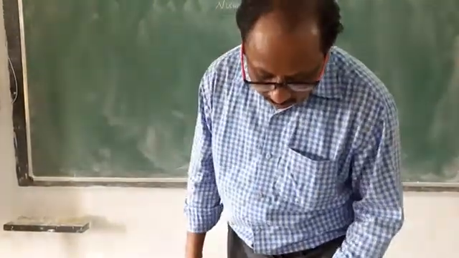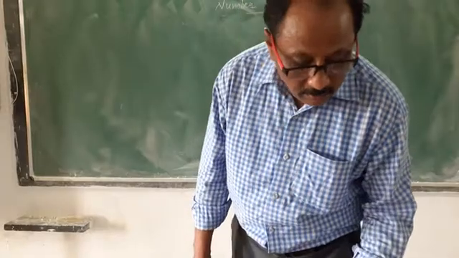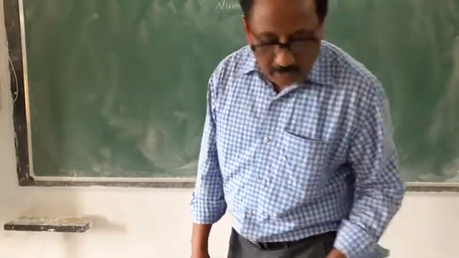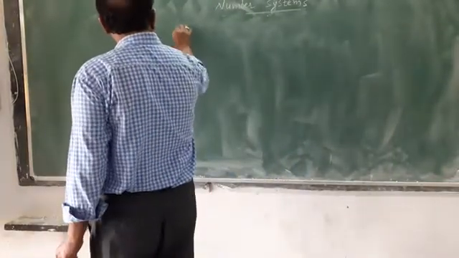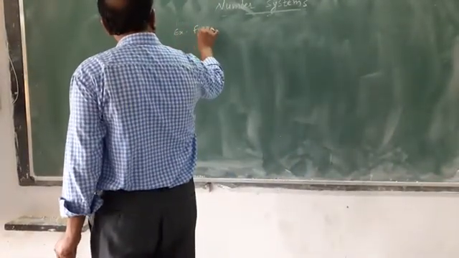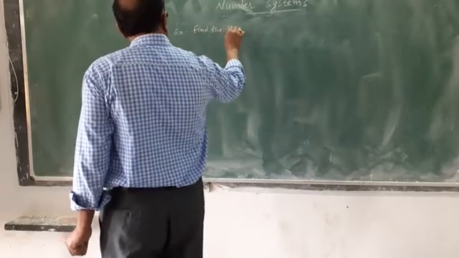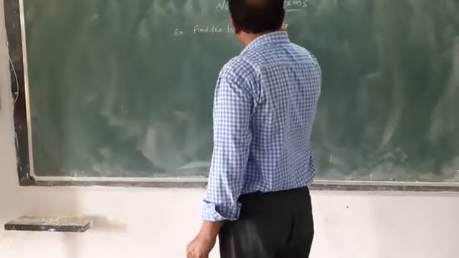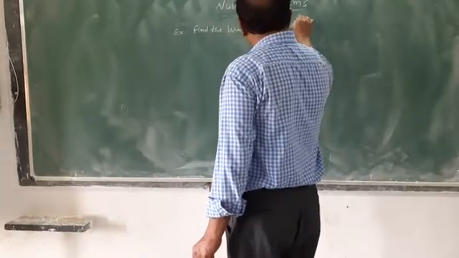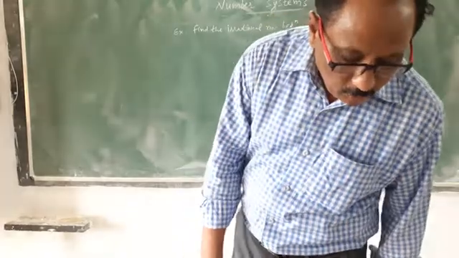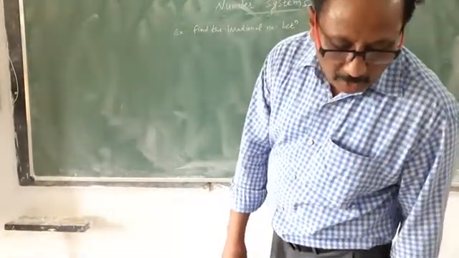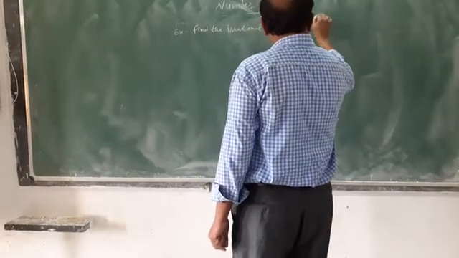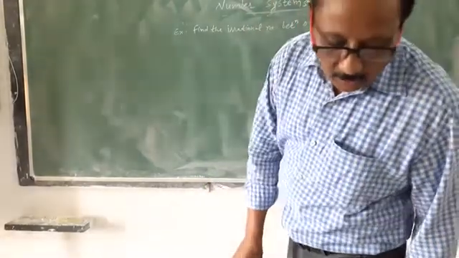Next example, find the irrational number between 0.13 and 0.14.